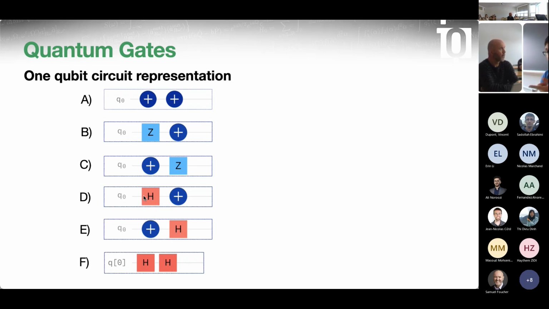Okay, so just to repeat, indeed, you start with the 0 state. The H puts it in an equal superposition between 0 and 1. You apply the NOT gate, and it changes the coefficients, but the coefficients are the same. Okay, good. What about E?